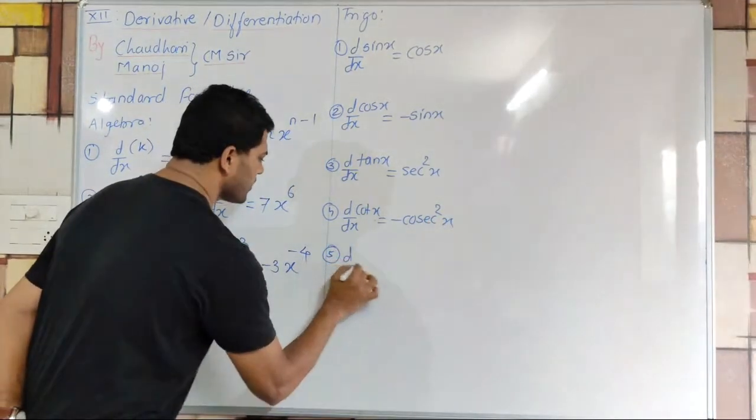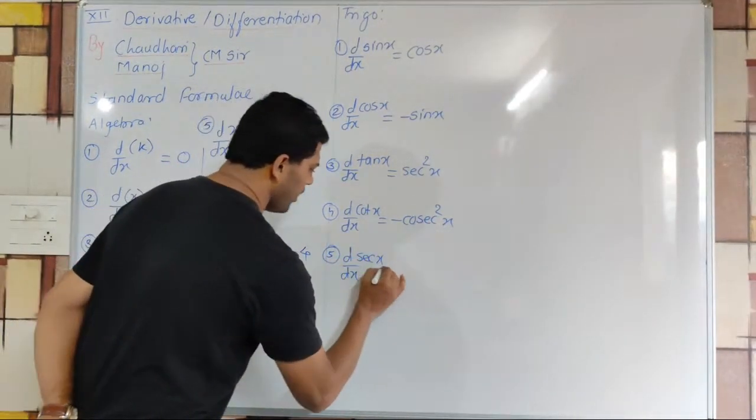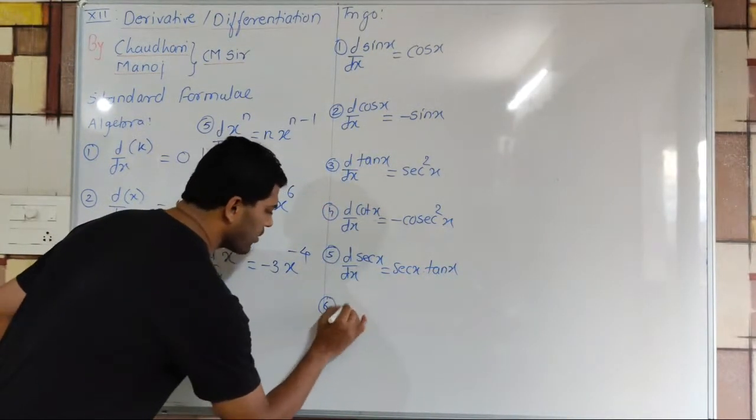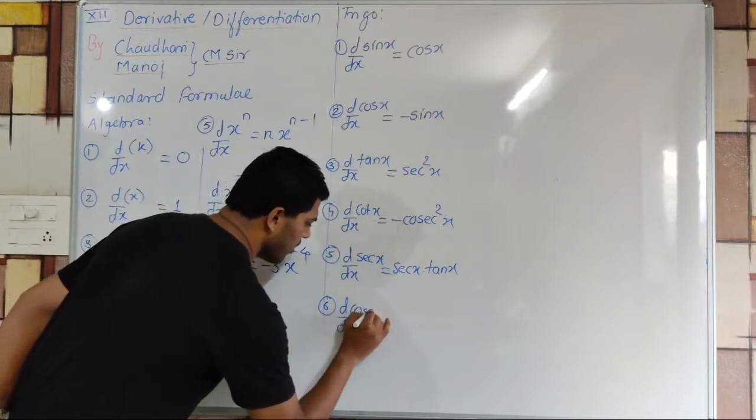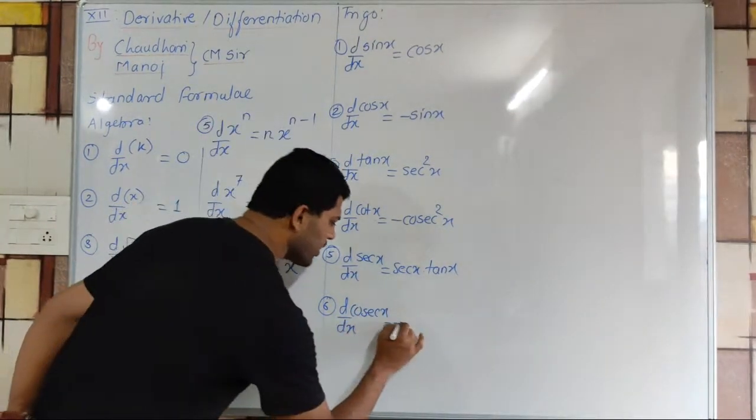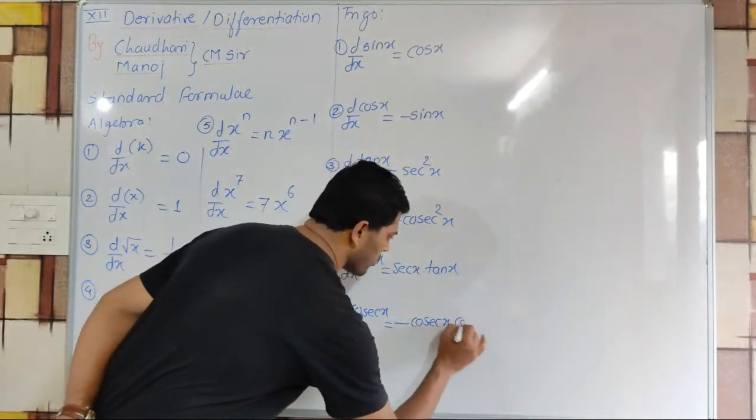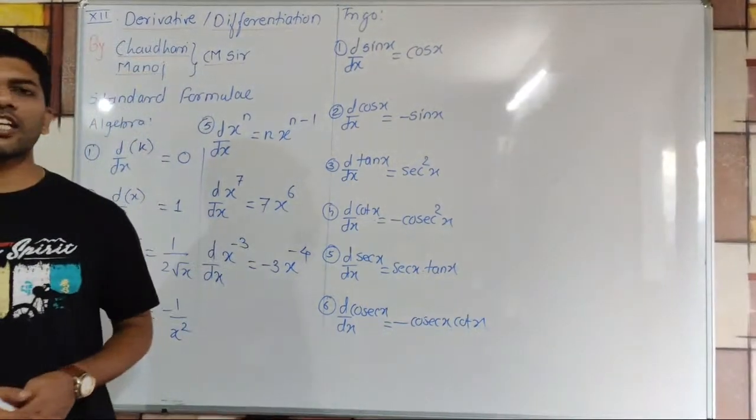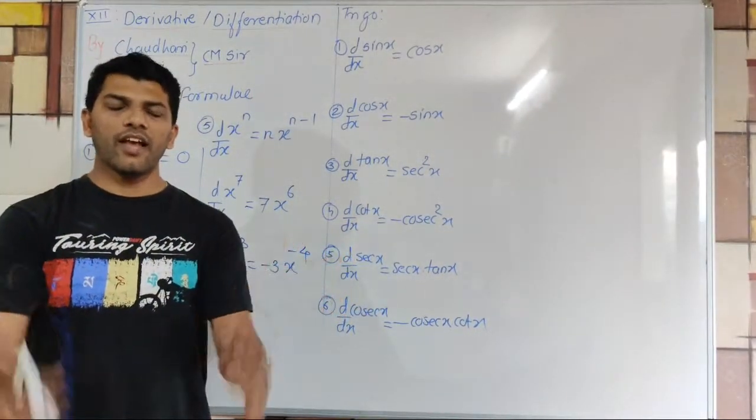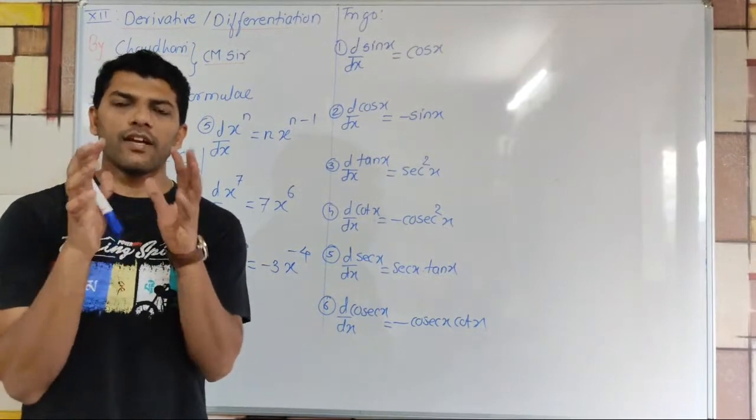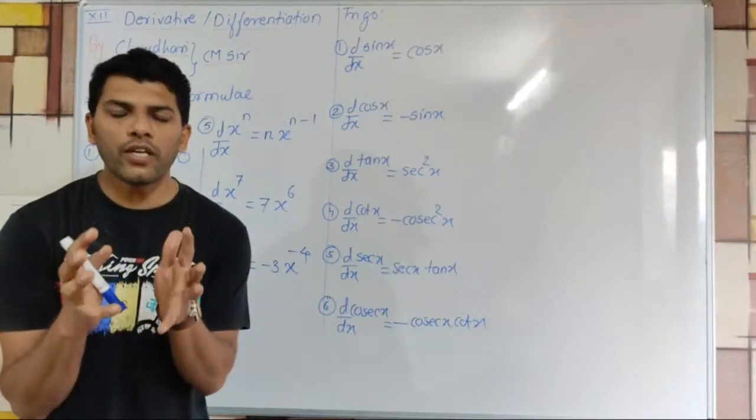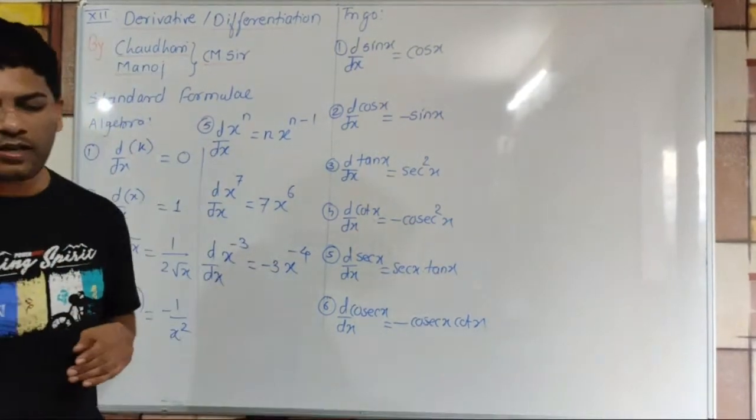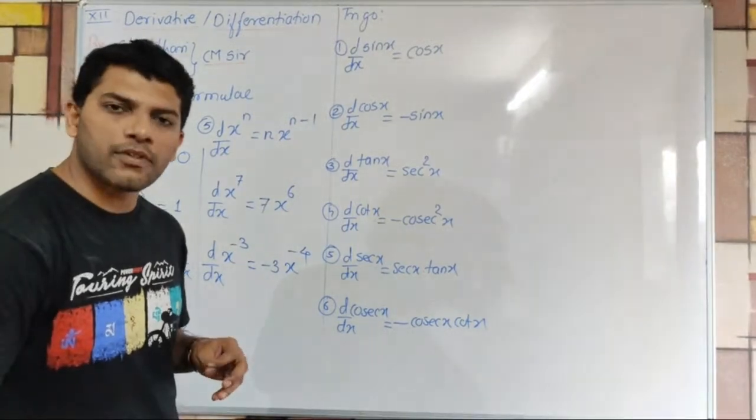Then the next one is derivative of sec x. Derivative of sec x is sec x into tan x. And the sixth one was derivative of cosec x. The formula for the derivative of cosec x was minus cosec x into cot x. So 6 trigonometric ratios means 6 formulas, right? Let me repeat once again, we derived all these standard derivatives using first principle in our previous year's chapter.